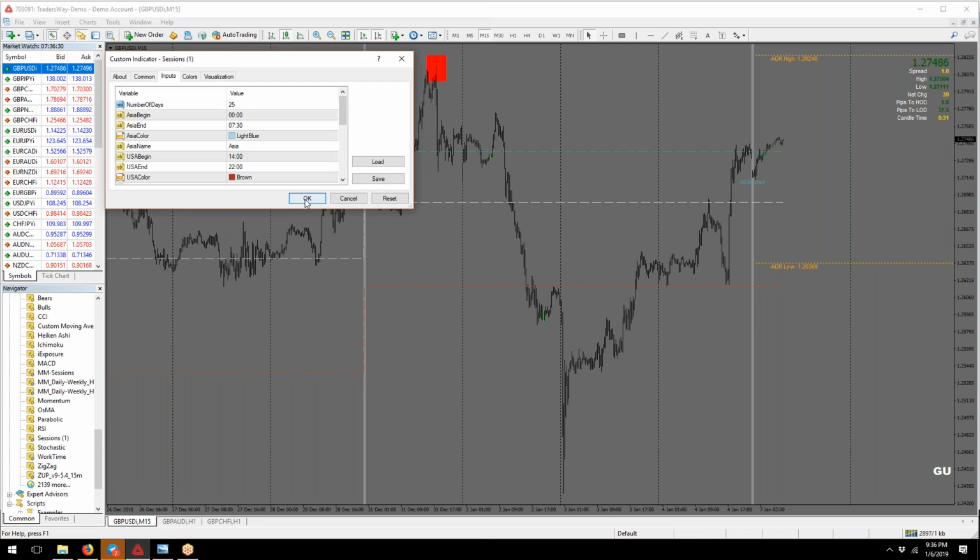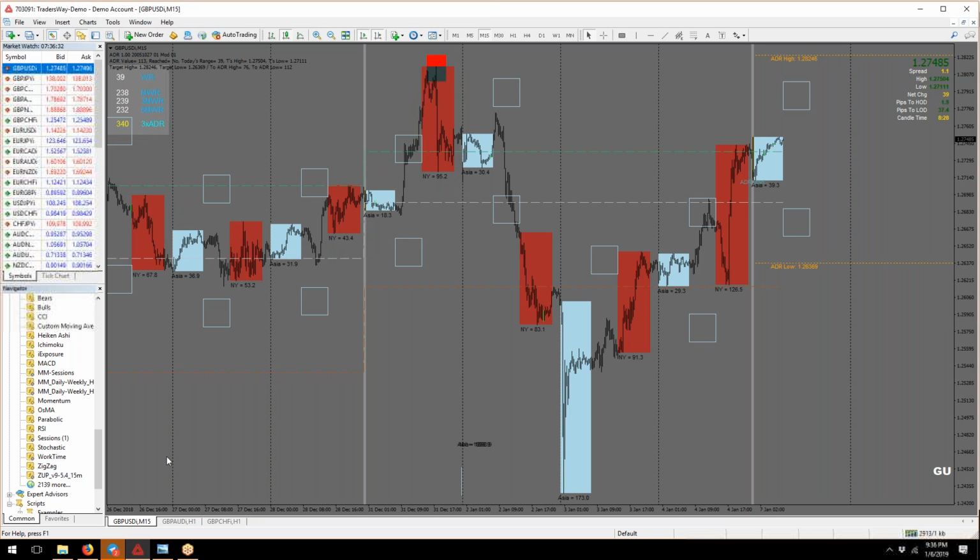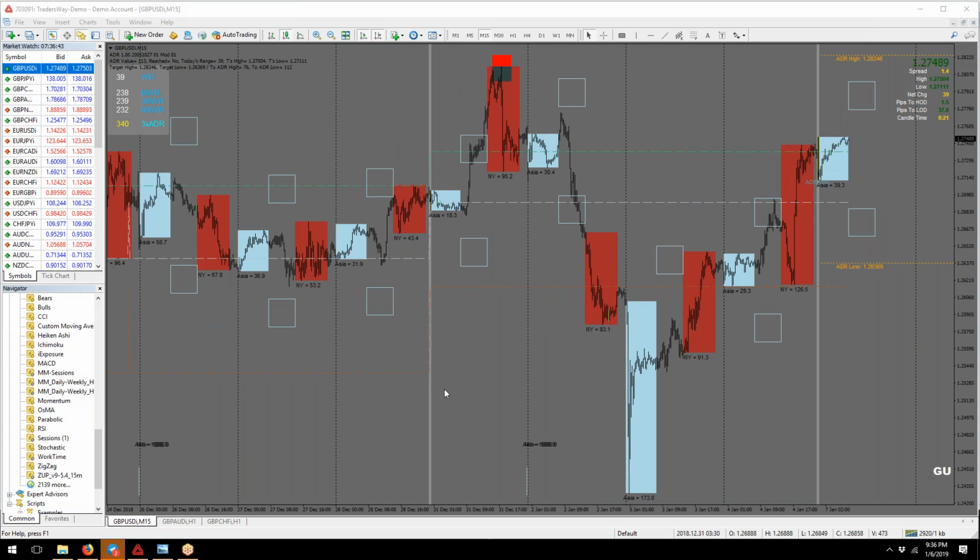So when I bring in the other, this is pound US dollar. Look at that. Nice setup. Stop hunt high, drop. Questions while I'm reviewing this.